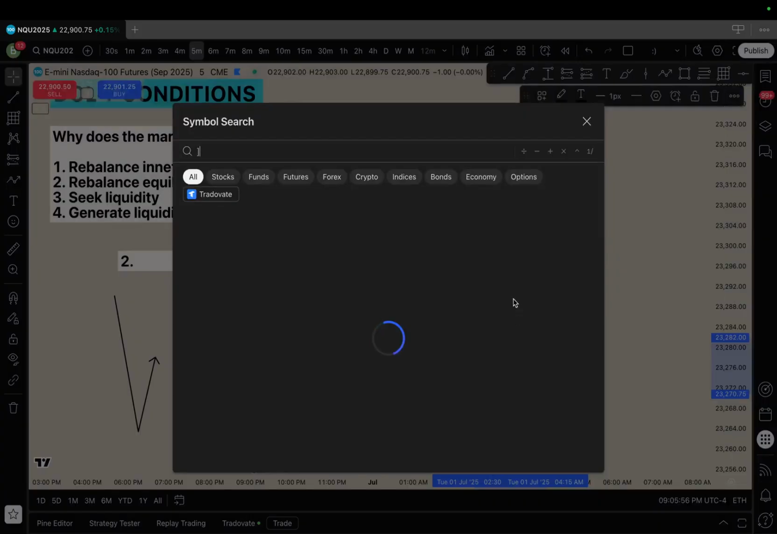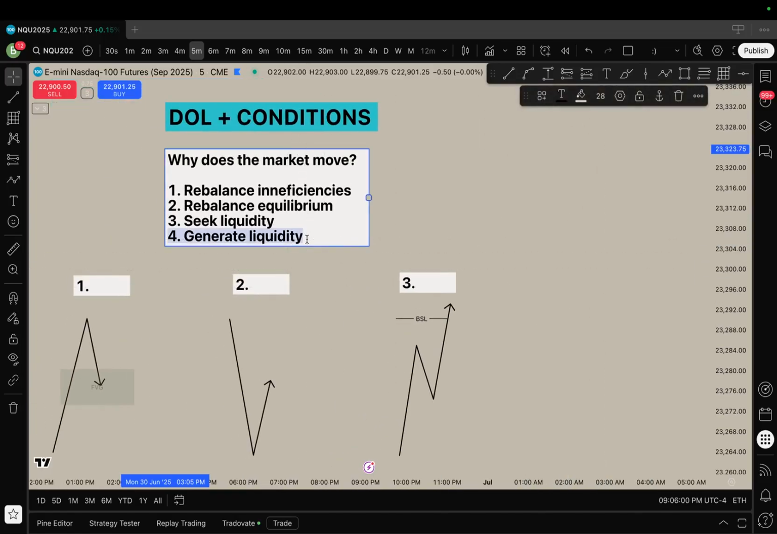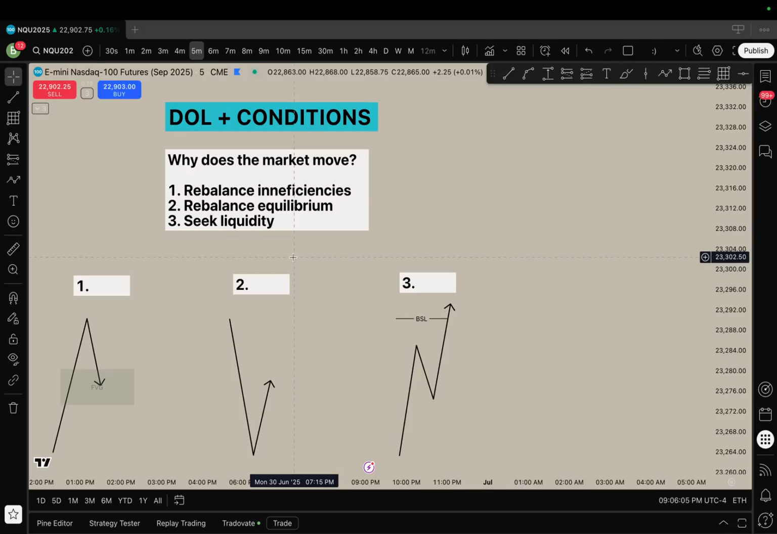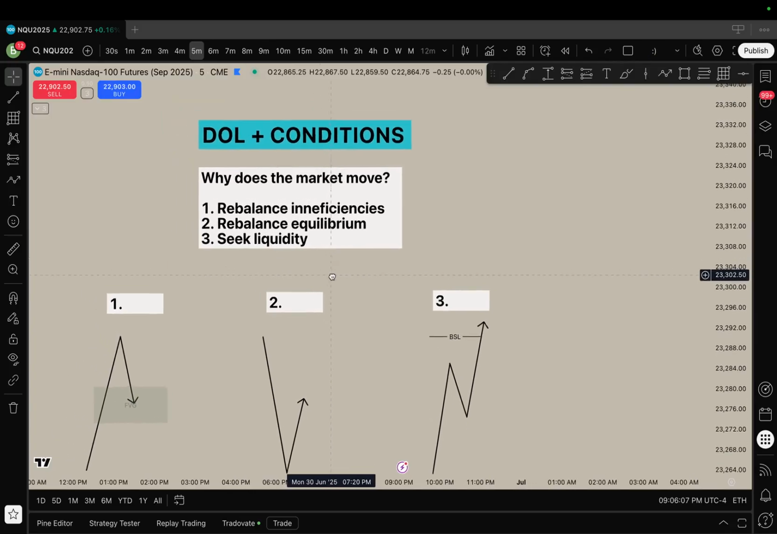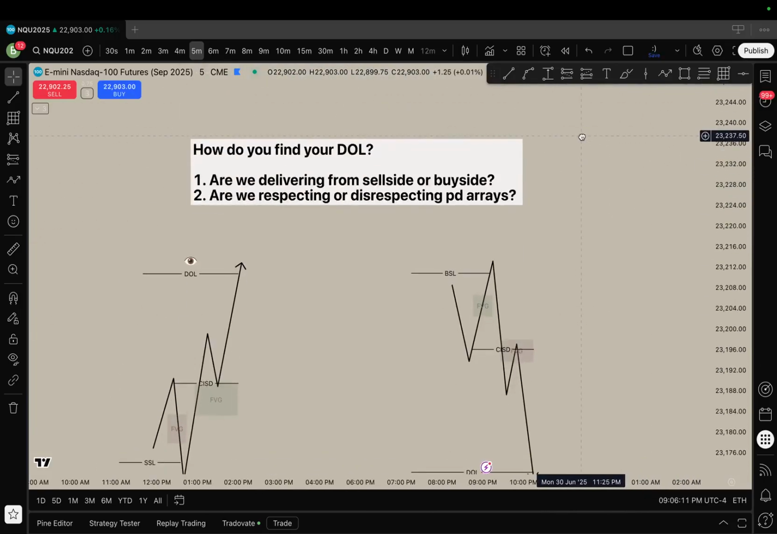So yeah, I don't want to confuse you guys too much because that's not the point of this lesson, to be talking so much about generation of liquidity. I want you guys to be more focused on where the market is going and why, okay? But yeah, let's move on.